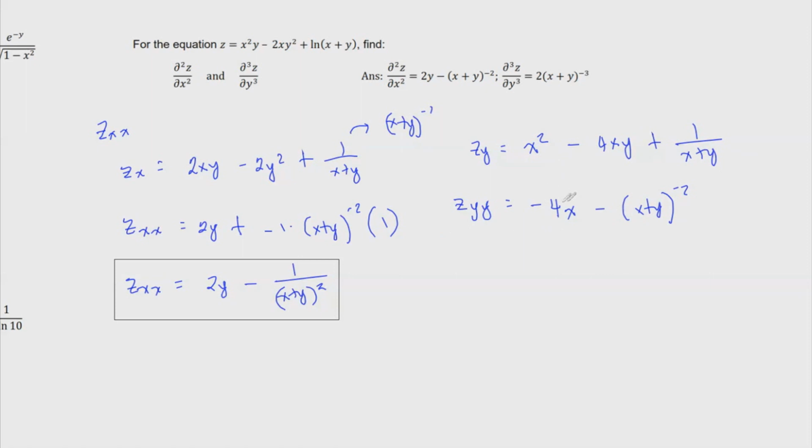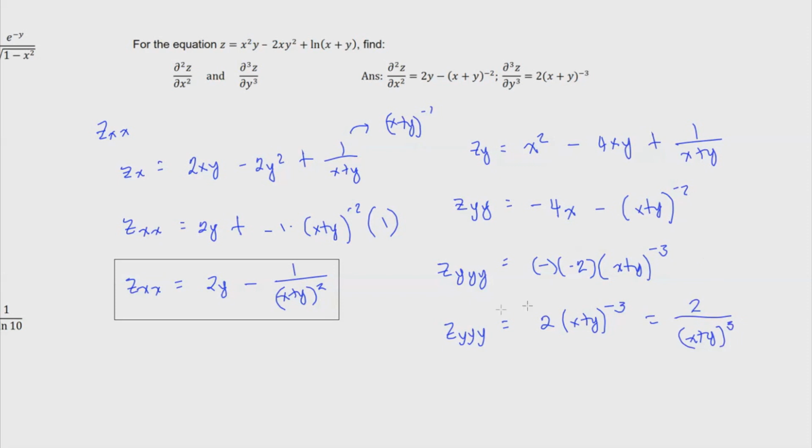Okay, so this is the expression in terms of z sub y, and then finally we need to take the third derivative with respect to y. So we have 0, and then this one is negative times negative 2, and then we have x plus y raised to negative 3. So with this, z sub y is equal to 2 times x plus y raised to negative 3, or that's 2 over x plus y. You can also write this as 2 over x plus y, then cube. Okay, so this is our final answer. So that's just a pretty simple example.